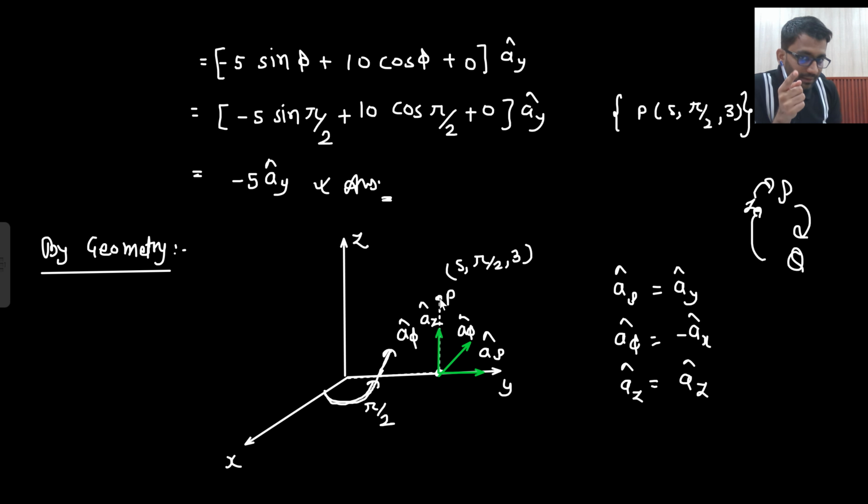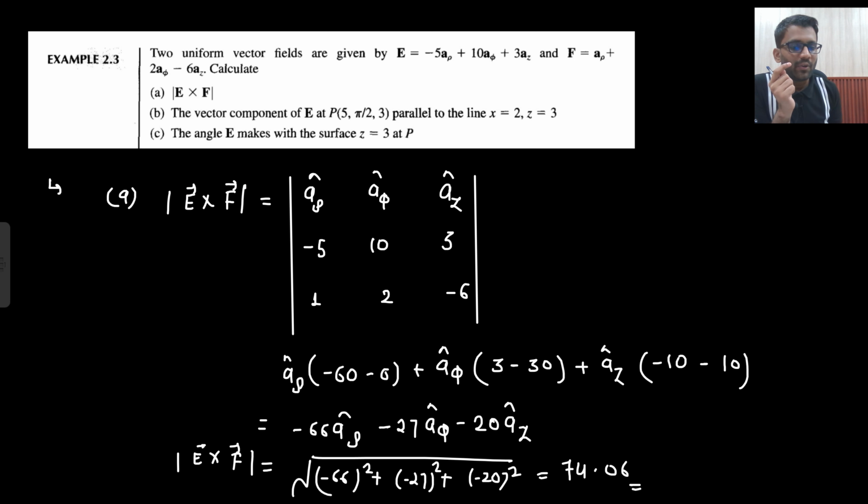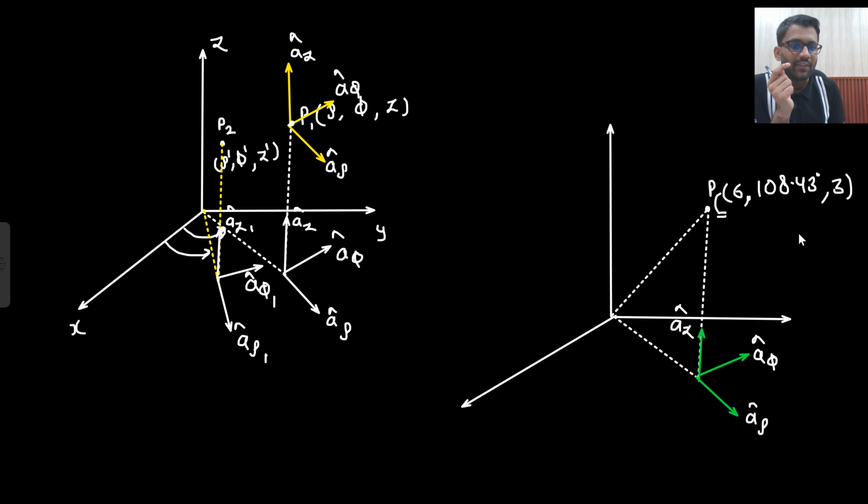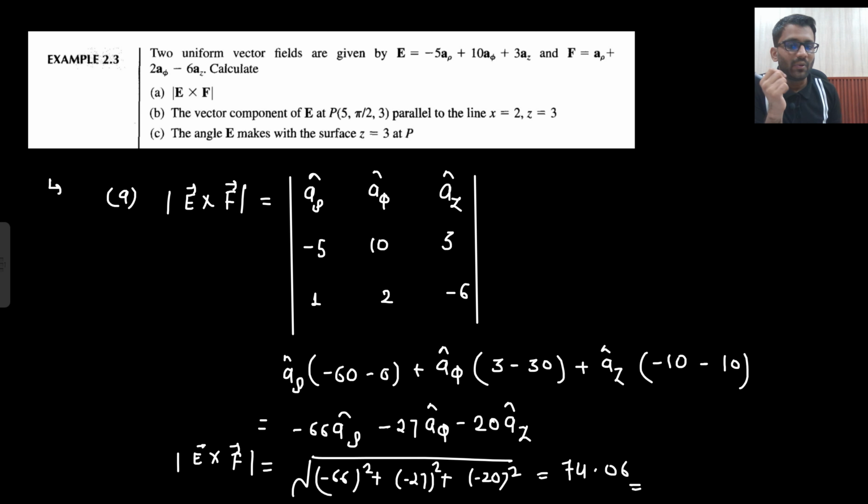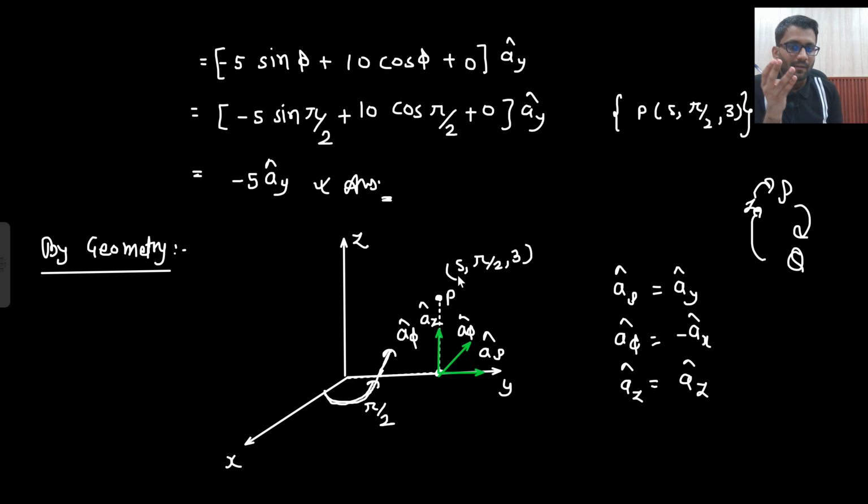So if I just plot the point P, if my point P was something like this, then I would not be solving it with geometry. Why? Because I wouldn't know where my rho will be. Can I intuitively tell which direction it is showing? No. Then I will be solving the problem by the formula. But if my point is something like this, 5, pi by 2, 3, it is a very simple point. I know the angle as well. So this is going into the plane.